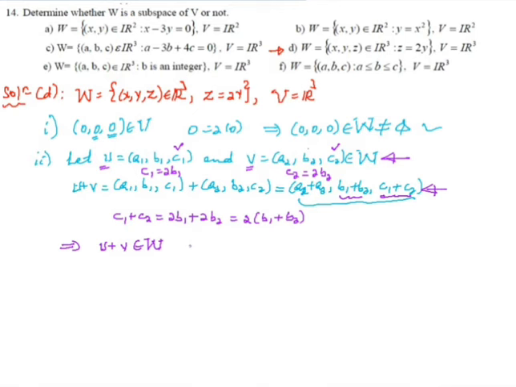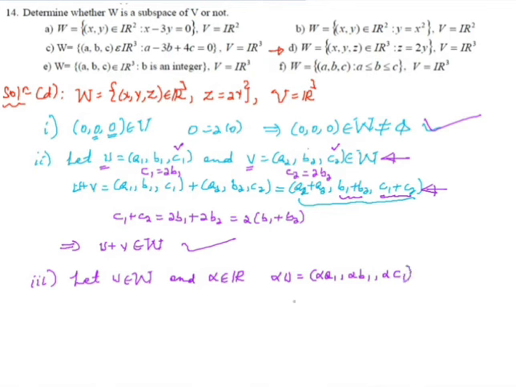So the closure property is satisfied. The first property is satisfied, the second property is satisfied, we are left with one more condition. Now let u be in w, the u we placed here already, and take a certain scalar alpha, an element of the field R. Now alpha times u is alpha a1, alpha b1, alpha c1.